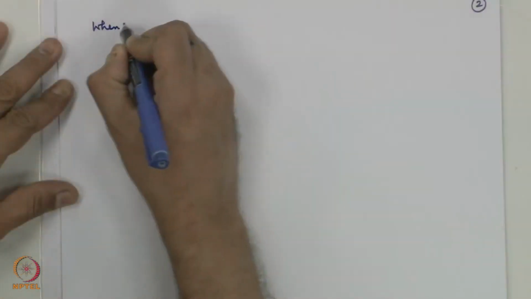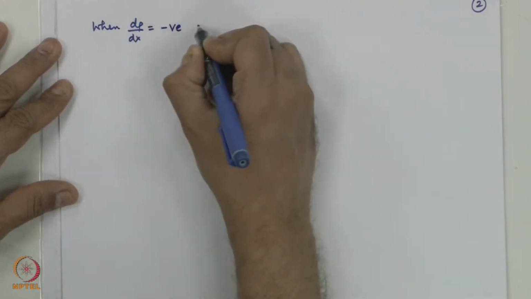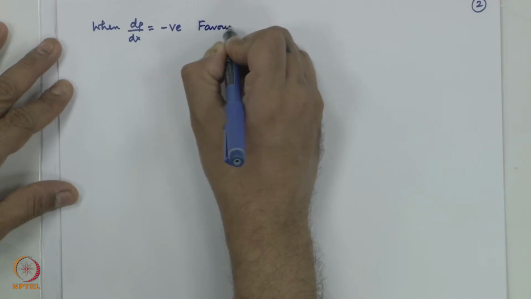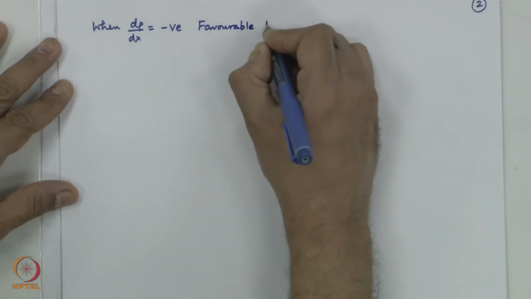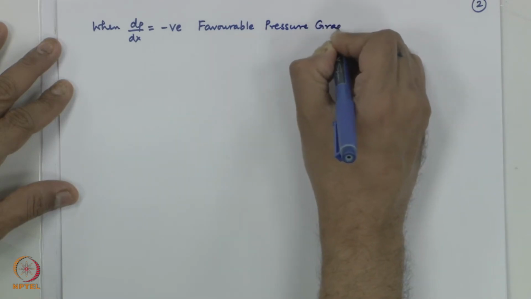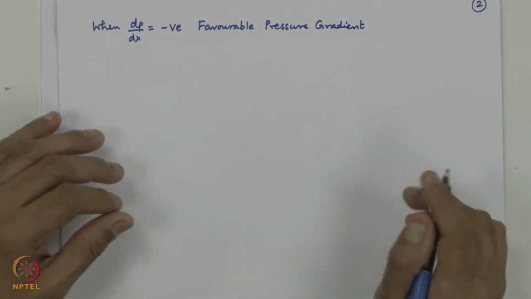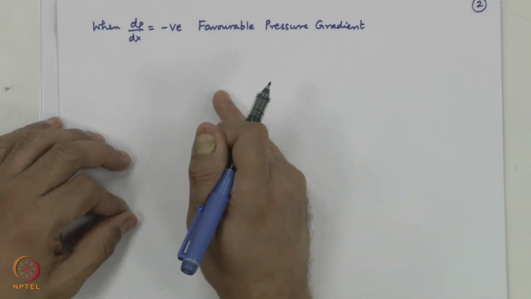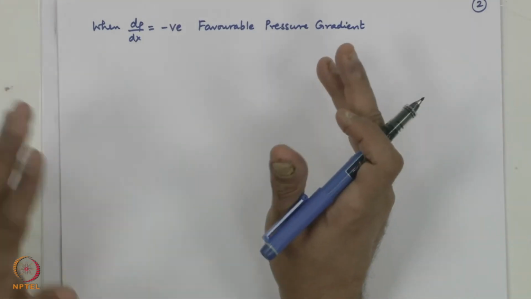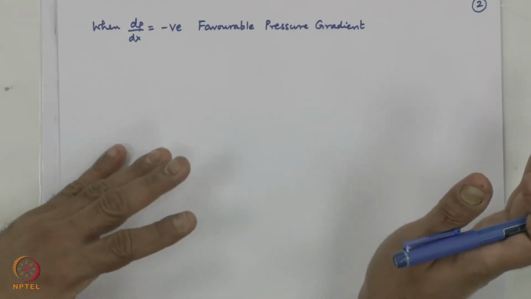A third class is when dP by dx is negative, which is called favorable pressure gradient. What is favorable about it? As flow happens, or for flow to happen, that means if any real flow has to take place, flow happens from high pressure to low pressure. Heat transfer happens from high temperature to low temperature.